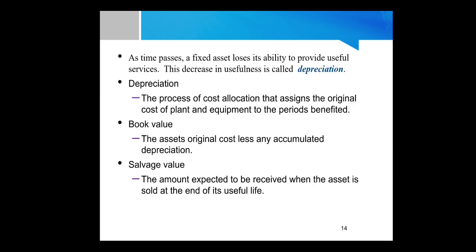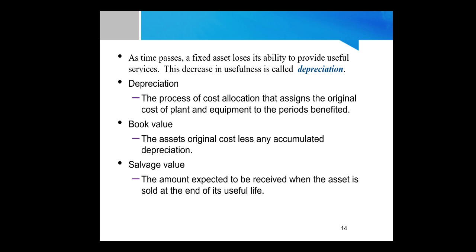Okay, so as time passes, a fixed asset or a non-current asset loses its ability to provide useful services. This decrease in usefulness is called depreciation. If you have a business and one day you purchase an equipment, you know that the longer you use the equipment, the value of the equipment will decrease. So in accounting, we record the decrement of the value of the asset as a depreciation. We record it as an expense. It is called depreciation expense.